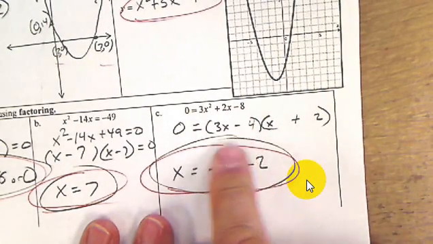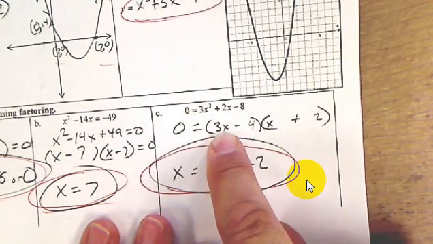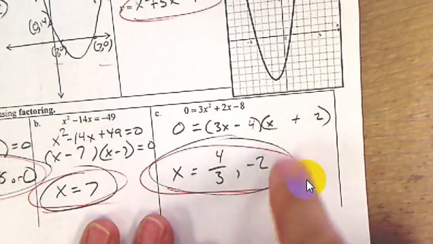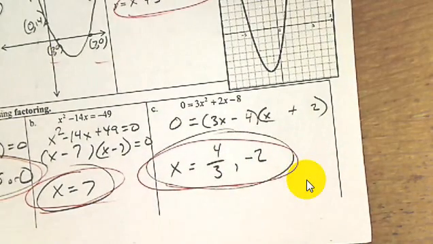How to make that guy 0 is first you'd add 4 to both sides, and then you divide by 3. How do you make that guy 0? Subtract 2 from each side, so it's -2. There it is.